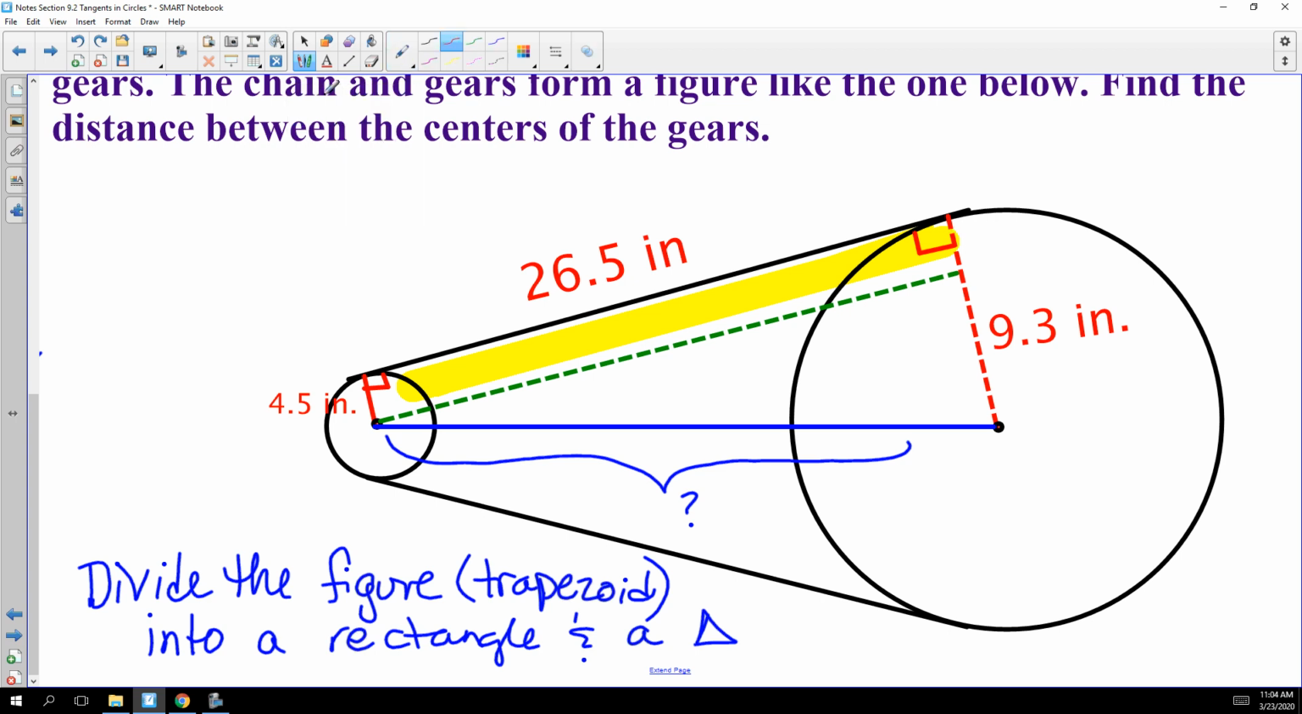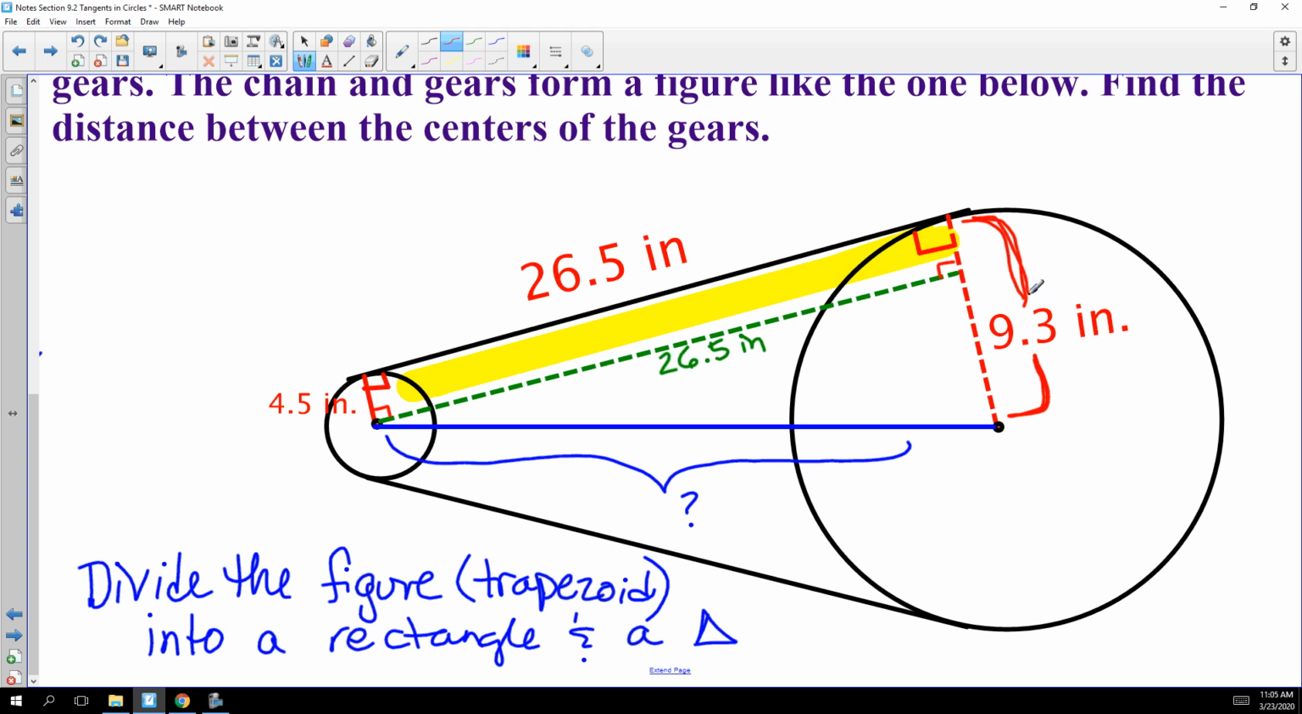Okay, so remember that you have a right angle, not just at the tangent, but a rectangle has 4 right angles. So I also have right angles here. And this dashed green segment, what else is true about a rectangle? Opposite sides are congruent. So this would be 26.5 inches right here. When we drew in the dashed green segment, that kind of messed up the radius of our big circle over here, this 9.3 inches. So be careful that you recall that 9.3 was this whole entire thing, right?